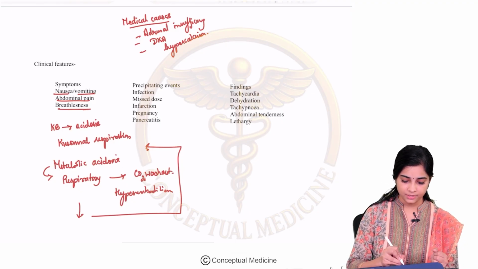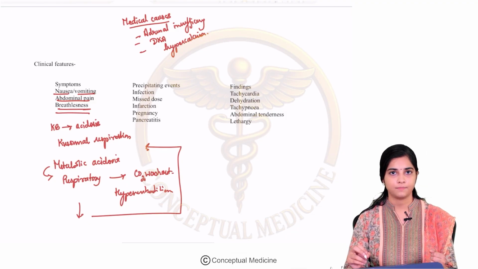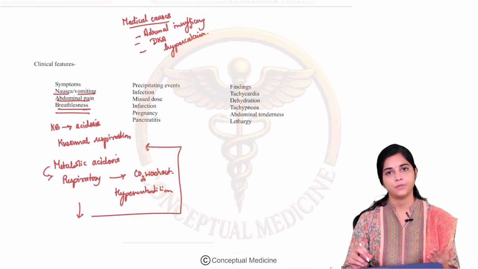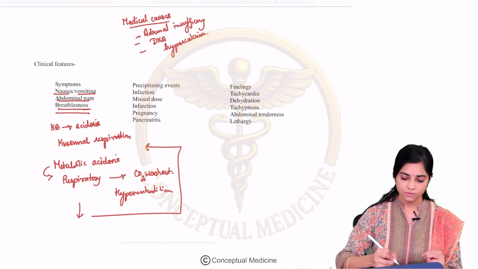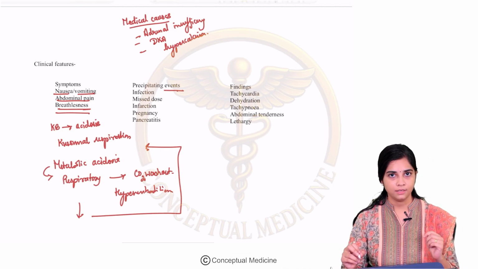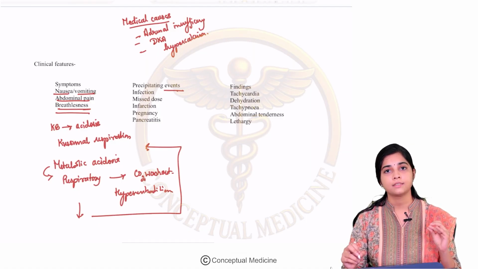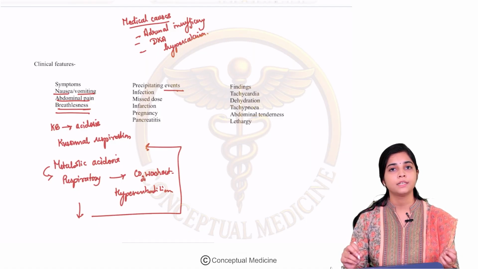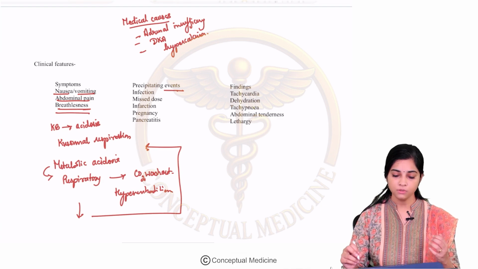So, this presents with the symptom of breathlessness. Okay, so you can have nausea, vomiting, abdominal pain and breathlessness. So, what are the precipitating factors? DKA is basically an acute and severe condition with a high mortality rate if it is not treated promptly. So, what are the precipitating factors for DKA?